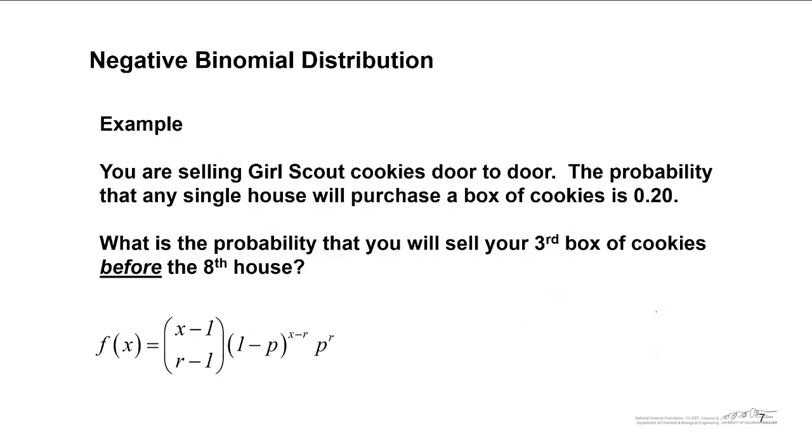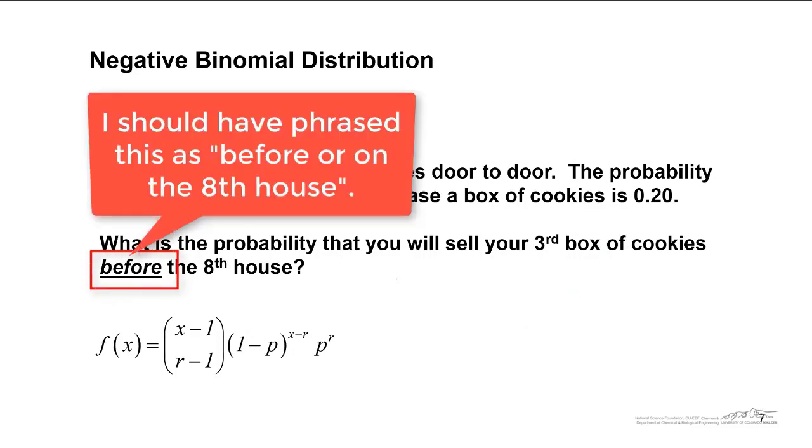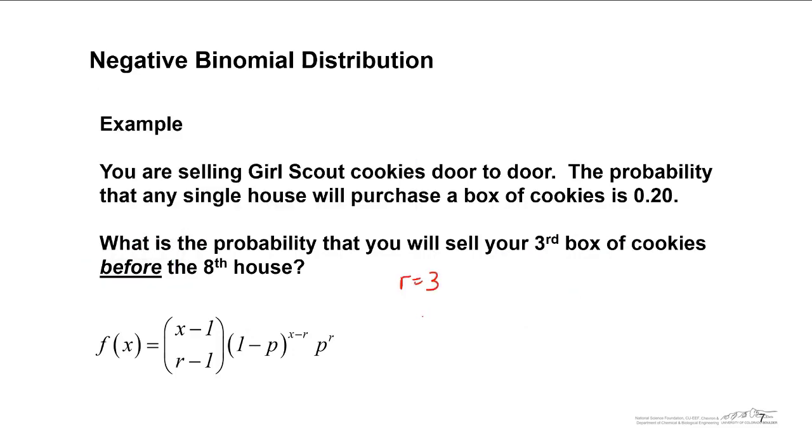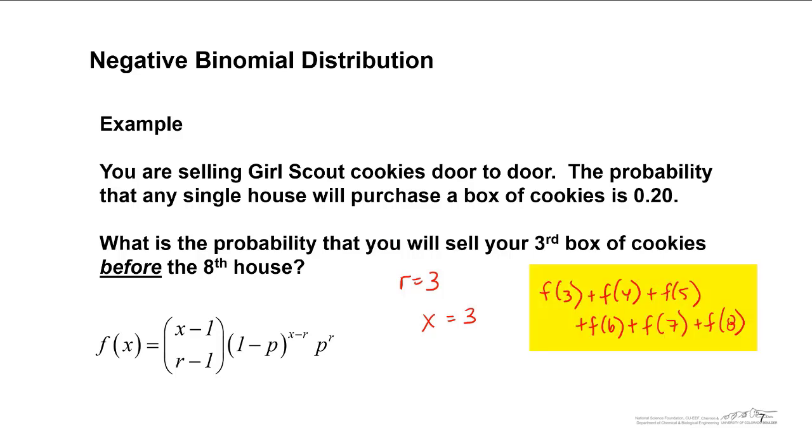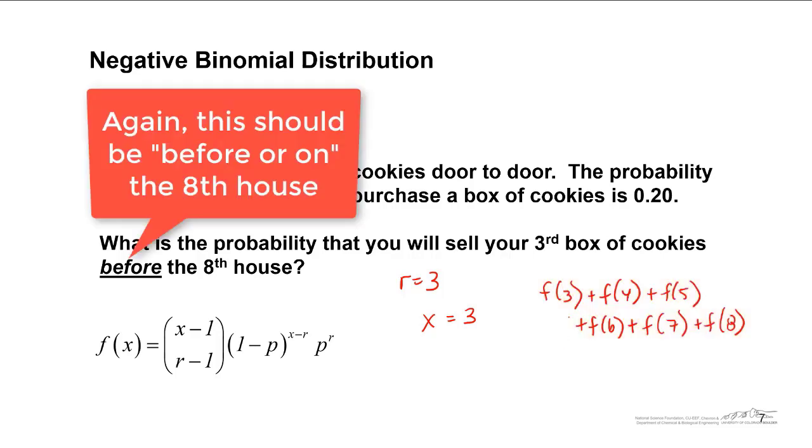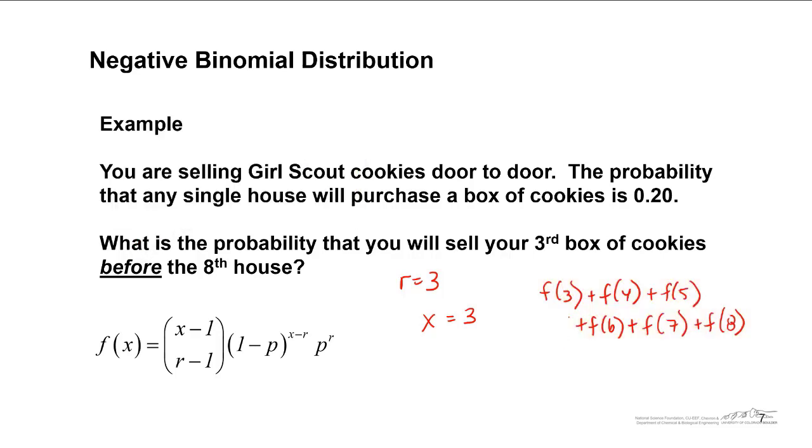Now, what if we were asked, what is the probability that you will sell your third box of cookies before the eighth house? We still have r equals 3, but now we can get our third success in 3 houses. We could get it in 4 houses. We could get it in 5, 6, 7, and 8. So we would answer the question by summing f of 3 plus f of 4, f of 5, f of 6, f of 7, f of 8. That would tell us the probability that you will sell your third box of cookies before the 8th house.